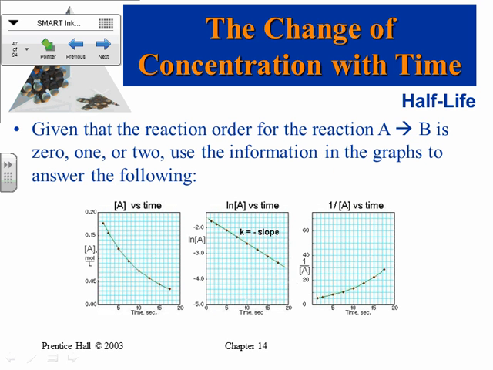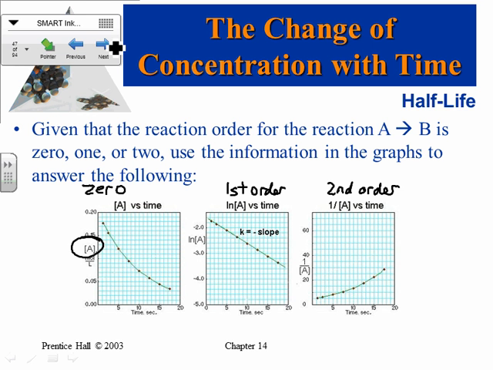Okay. Given that the reaction order for the reaction A to B is 0, 1, or 2, use the information in the graphs to answer the following. Now, in this particular question, you don't have to know what a 0 order graph would look like. Basically, a 0 order graph looks like this. And again, we'll talk about that in class. Notice that for a 0 order, it's just concentration versus time. So this would be a 0 order. Natural log of the concentration would be a first order. And then 1 over the concentration would be a second order.